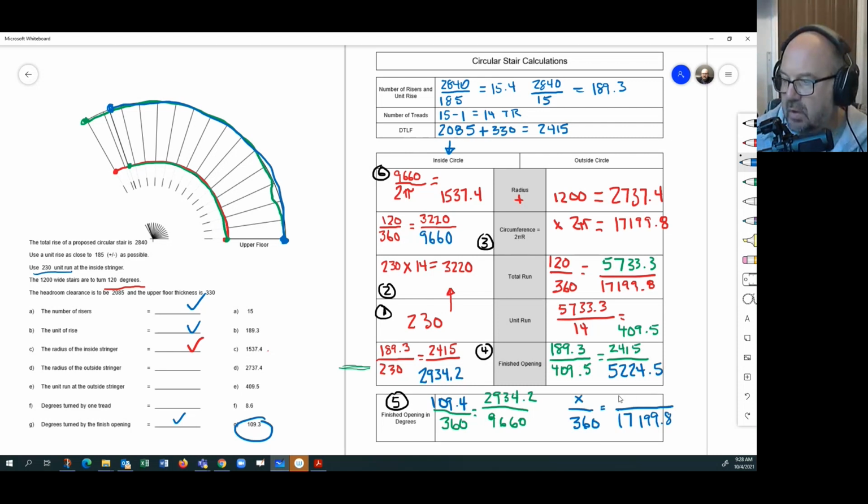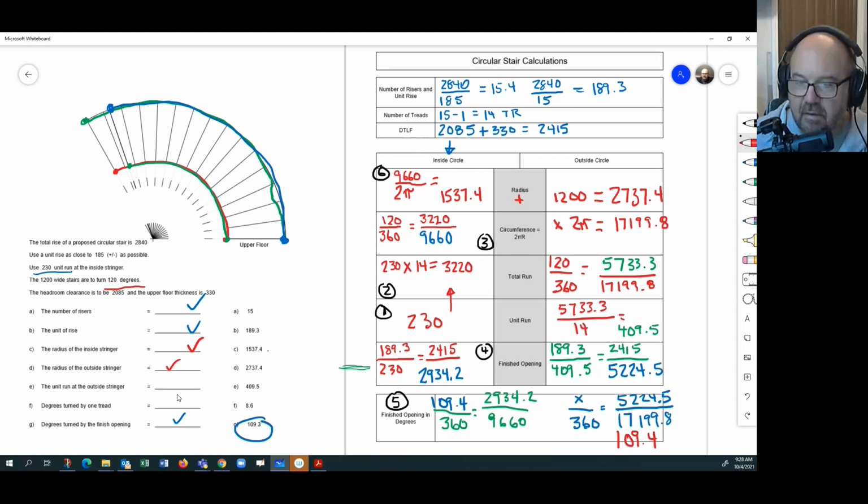We're going to use the finished opening, 5224.5, times 360, divided by 17199.8, equals 109.4. Thank goodness that came out to the correct number. 109.4.